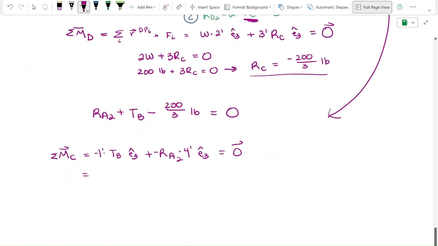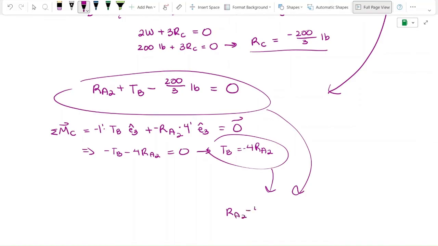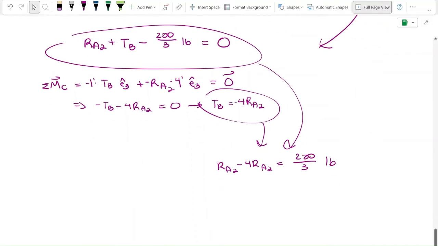So that gives me negative TB minus 4RA2 equals 0. So TB equals 4RA2. And then we can put this expression and this expression together, and you get RA2 minus 4RA2 equals 200 over 3 pounds. And then you can solve for RA2, which is equal to negative 200 over 9 pounds.